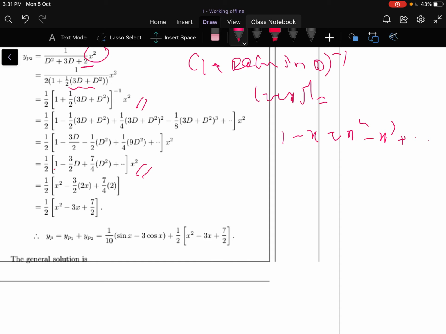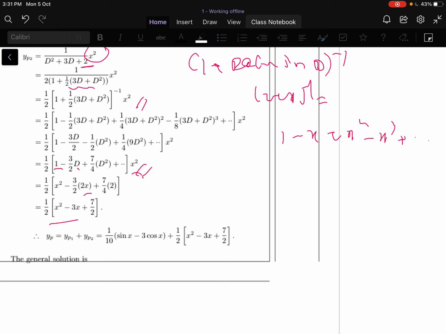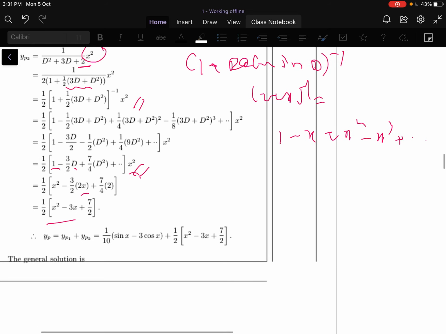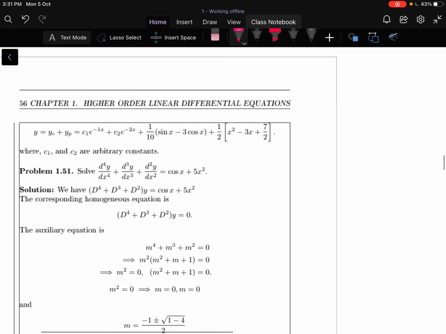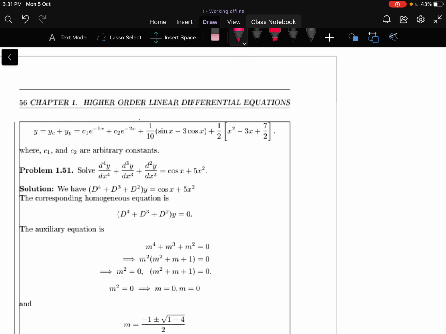So now let us take x square inside the bracket. 1 into x square minus 3 by 2 into the differentiation of x square, which is 2x, plus 7 by 4 into 2 times the differentiation of x square, which is 2. So let us simplify. We have 1 by 2 into x square minus 3x plus 7 by 2. Therefore the general solution is yc plus yp, where yc is the first part and yp consists of two parts, yp1 and yp2. Yp1 is this and yp2 is this. So this is the general solution where c1 and c2 are the arbitrary constants.